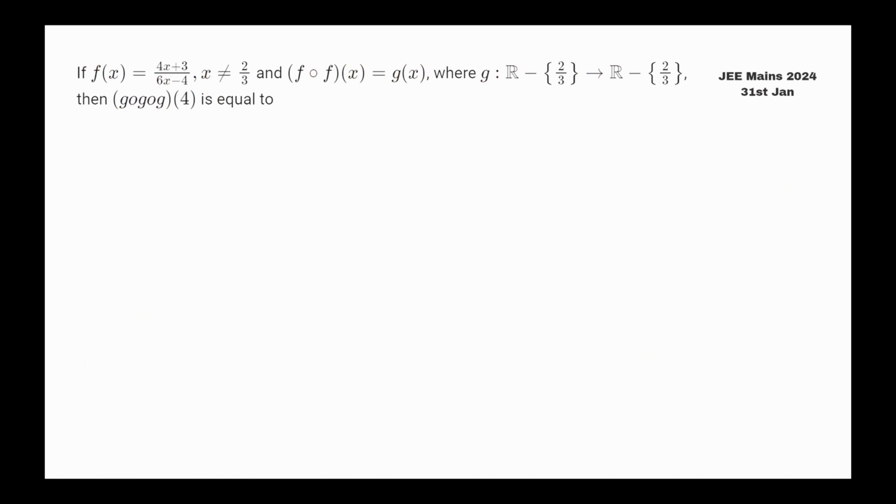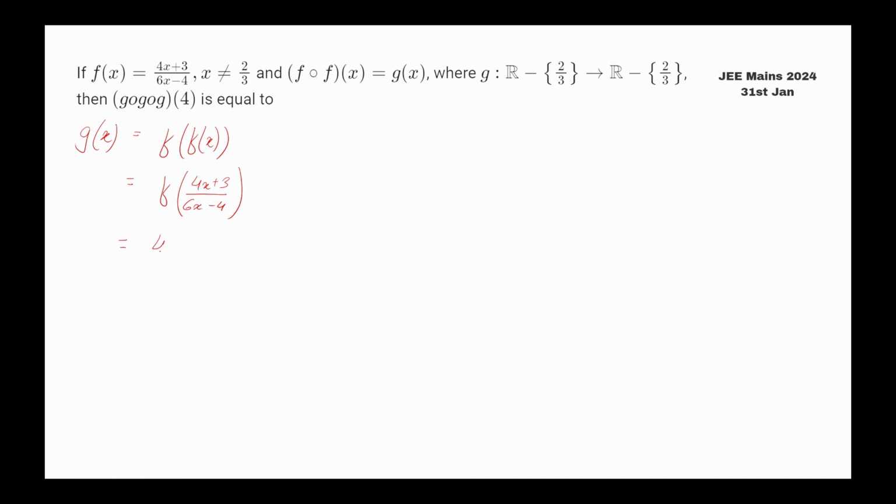Now let's look at this question. This is a question of composite functions that we studied. f of x is a function where x does not belong to 2 by 3, and f of f is g of x. So first and foremost task for us is to find out what our g of x would be. It is basically f of f of x. That means in my f function, I need to put the value of x as the f function. So basically this is f of (4x plus 3) upon (6x minus 4). So I'll simply put this value in place of x.